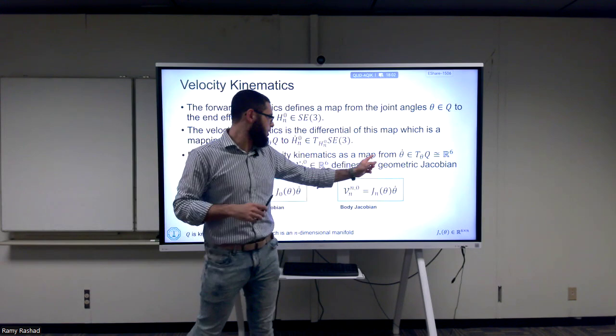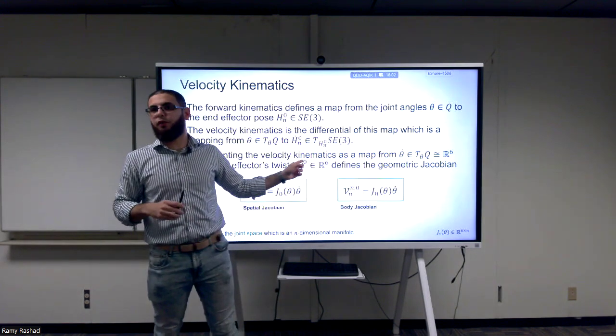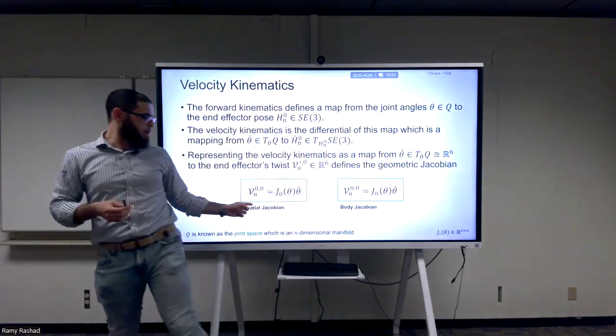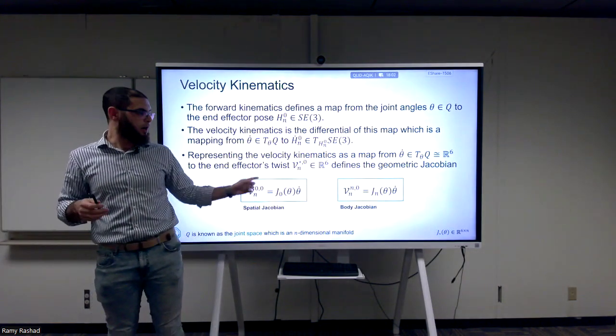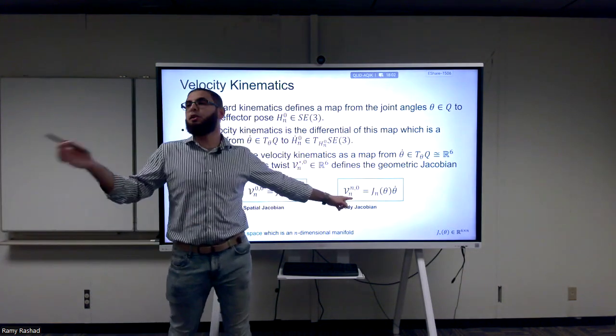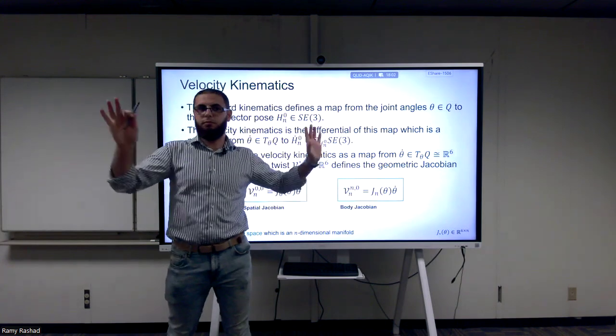And I can represent it either in the n frame or in the 0 frame. If I represent it in the 0 frame, we call this Jacobian the spatial Jacobian. If I represent it in the n frame, I call it the body Jacobian, or the end effector Jacobian.